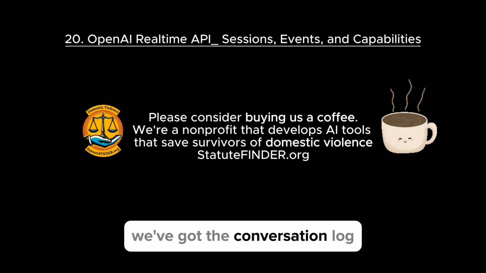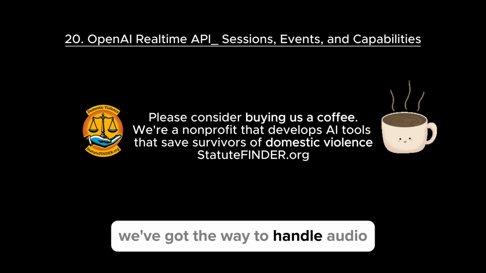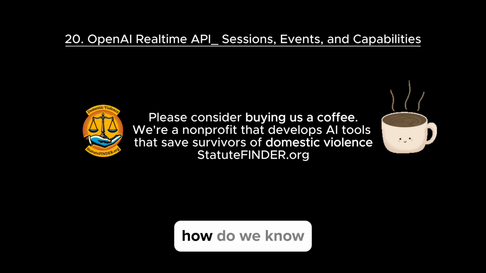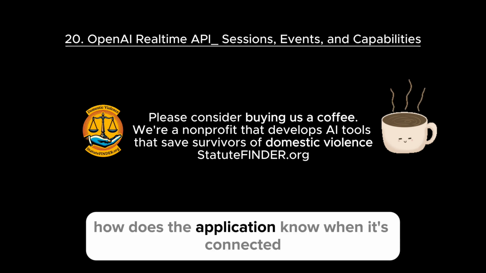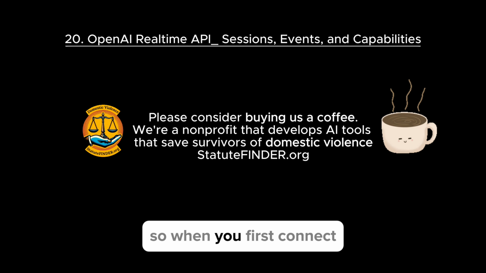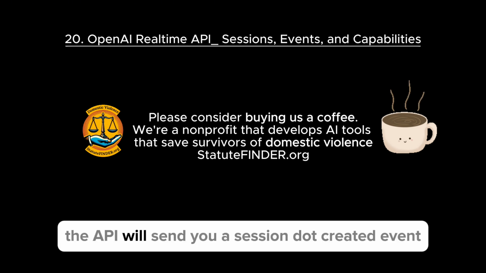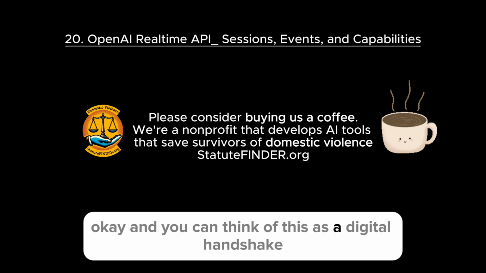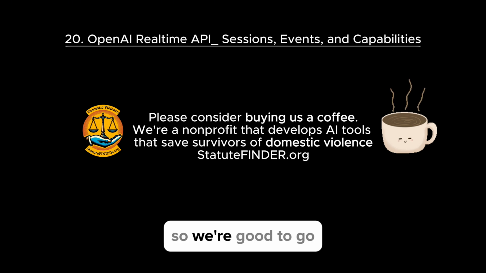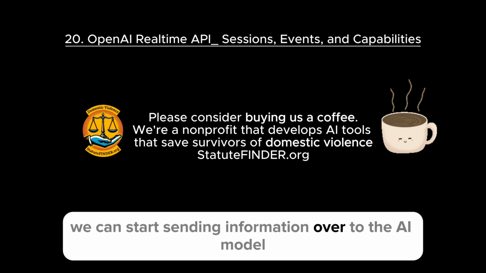So we've got our session and we've got our model. We've got the conversation log. We've got the way to handle audio. If we're using WebSockets, how does the application know when it's connected and when it's ready to go? Right. So when you first connect, the API will send you a session.created event. And you can think of this as a digital handshake. Saying, hey, we're connected, we're ready to go. All right, so we can start sending information over to the AI model.